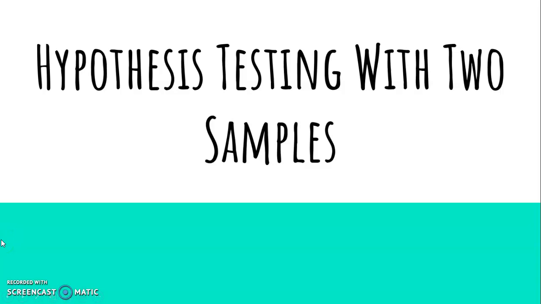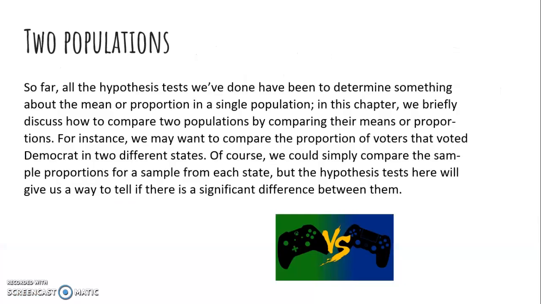This video is hypothesis testing with 2 samples. So far, we've completed hypothesis tests where we were testing a sample to determine something about one population. We've dealt with means and proportions. But in this chapter, we will continue to deal with means and proportions, but instead of dealing with one population with one sample, we will deal with 2 populations and 2 samples, 1 sample from each of those populations, and we're going to compare them.